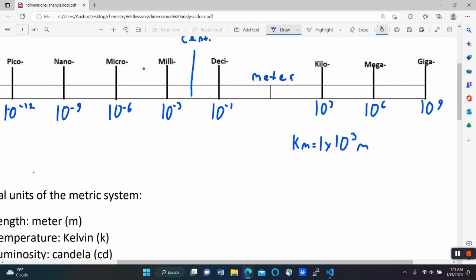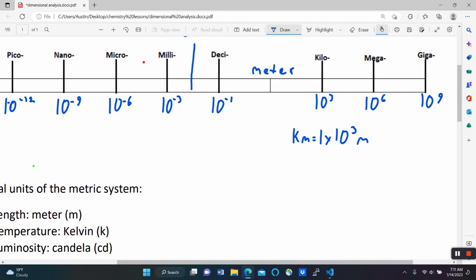Well, how about a millimeter? A milli prefix corresponds to a factor of 10 to the negative 3rd. So a millimeter is equal to 1 times 10 to the negative 3rd meters. I could do another example. A nanometer would be equal to 1 times 10 to the negative 9th meters.